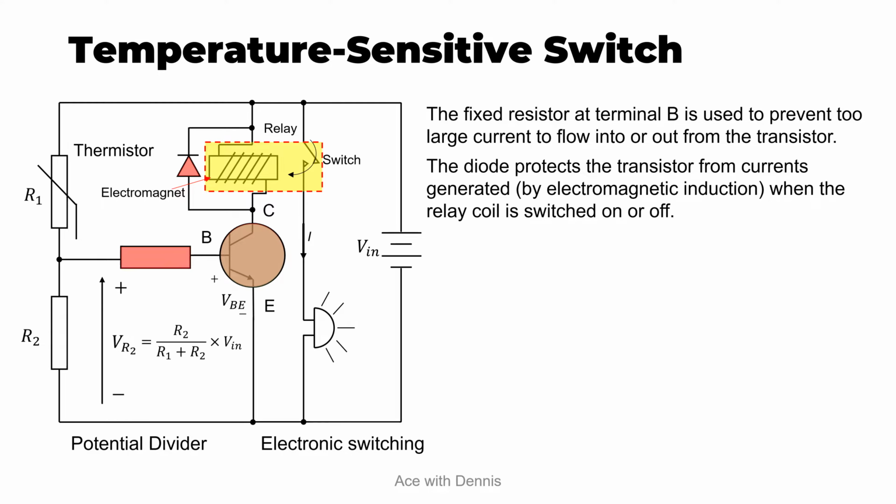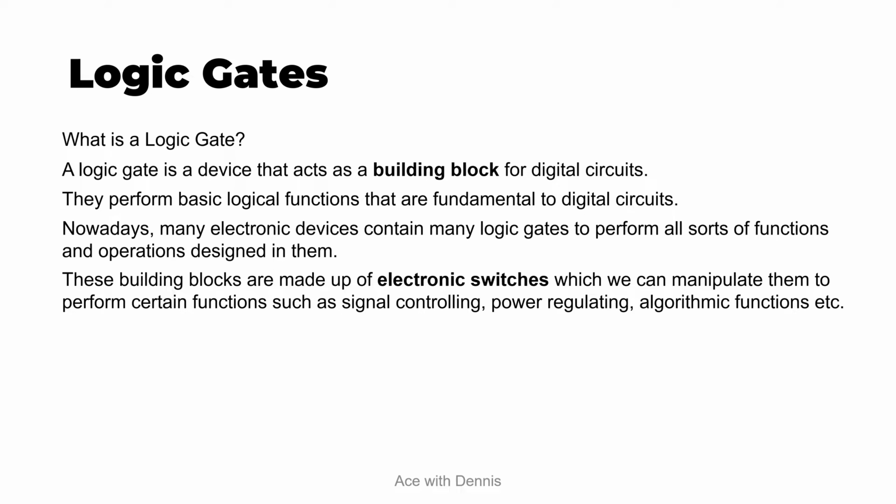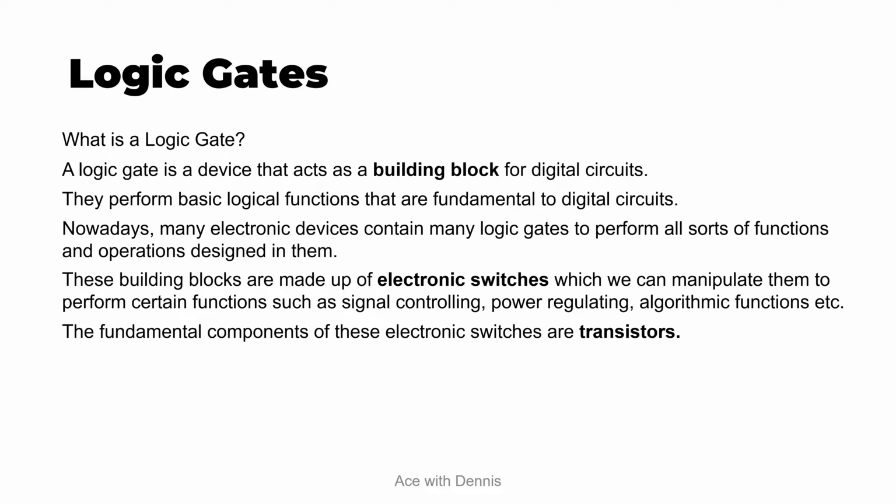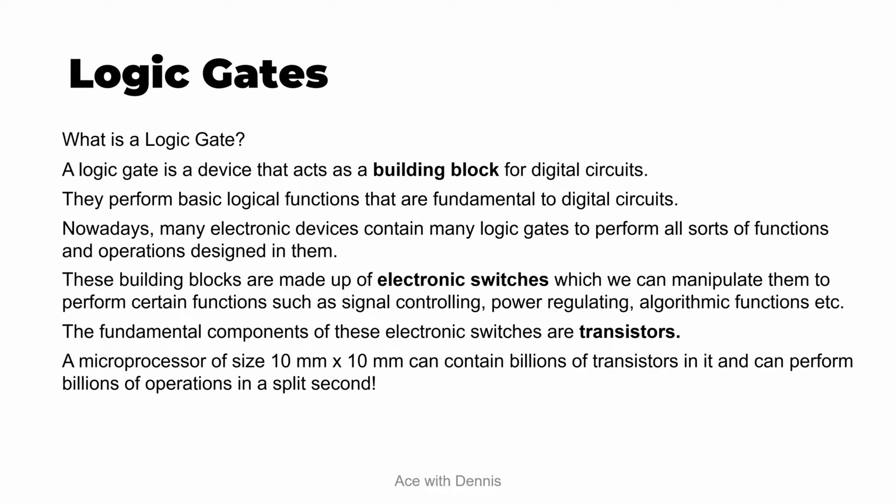These building blocks are made up of electronic switches, which we can manipulate to perform certain functions such as signal controlling, power regulating, algorithmic functions, etc. The fundamental components of these electronic switches are transistors. A microprocessor of size 10 mm times 10 mm can contain billions of transistors in it and can perform billions of operations in a split second.